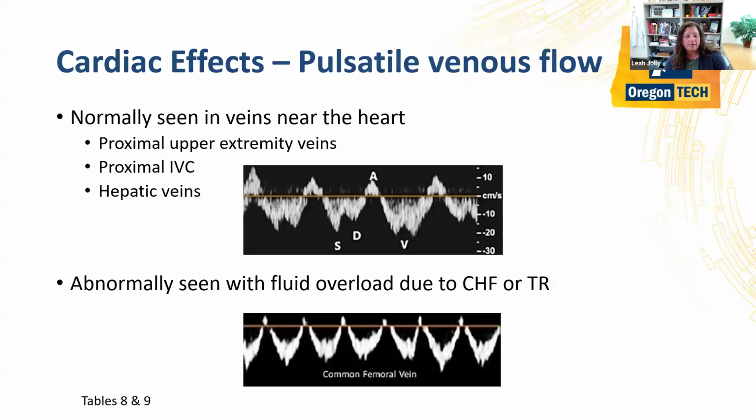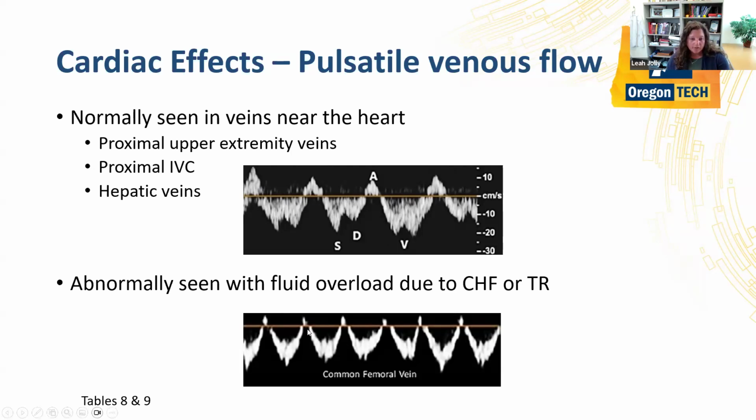The heart does have an effect on flow, especially when we're scanning close to the heart. So we do see some pulsatility in the venous flow in the proximal upper extremity veins. So subclavians, brachiocephalics, internal jugulars can be fairly pulsatile. The proximal inferior vena cava and also the hepatic veins in the liver are fairly pulsatile, and that is normal in those vessels just because of their proximity to the heart.